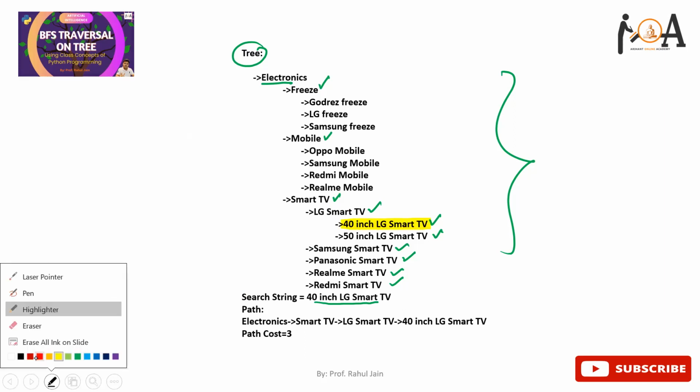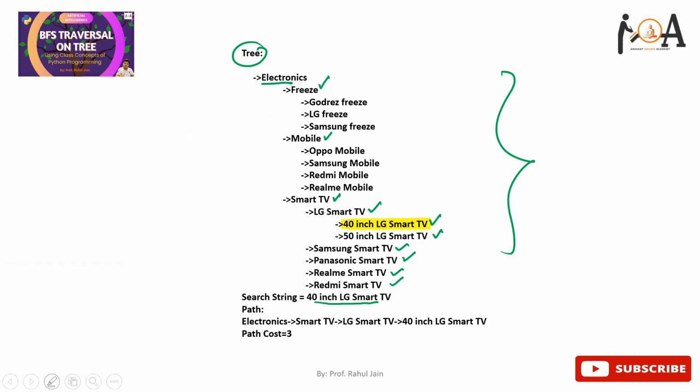So how will this algorithm work? Basically, this algorithm starts working from this Electronics node, that is the root node. And this root node has three nodes: one is Fridge, one is Mobile, and one is Smart TV. So it will enter into the Smart TV node. Under this Smart TV node, it will enter into the LG Smart TV node, and under the LG Smart TV node, it will enter into 40-inch LG Smart TV. This is how it is going to perform.